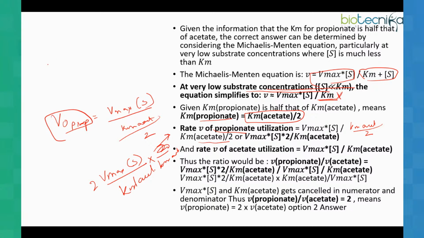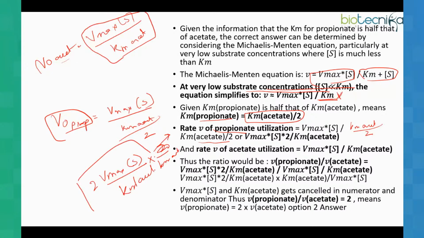Okay. And if we have to calculate V0 of acetate, then it's just Vmax into S divided by Km of acetate. So that's what we have. So this is the V0 of acetate and this is the V0 of propionate. You can see the difference is only in the two. Okay. So if we take V0 of propionate, that is V prop divided by V acetate, it will come to 2 by 1. So V propionate divided by V acetate is 2, which means that the propionate velocity is twice the velocity of acetate.